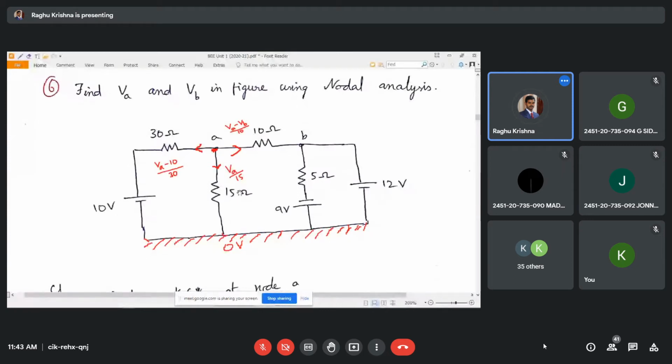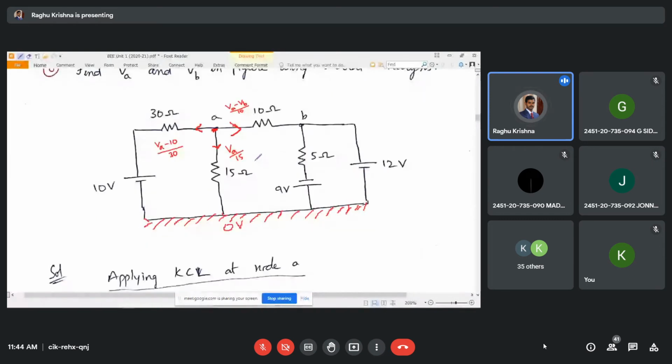Now here, the current through this 10 ohm resistor is given by VA minus VB by 10. This is the direction of the current I have assumed, from A to B. So the current flowing through this 10 ohm resistor is VA minus VB by 10. Now here I would write the KCL equation.